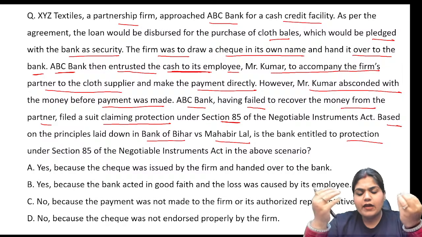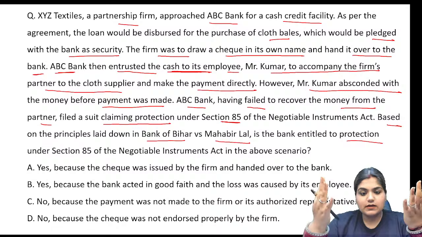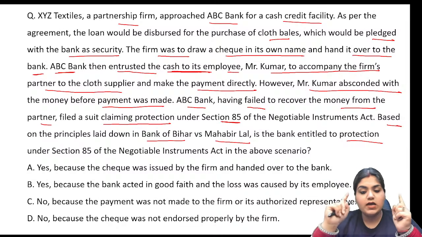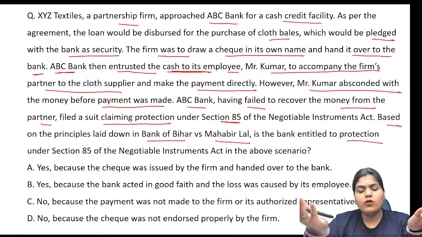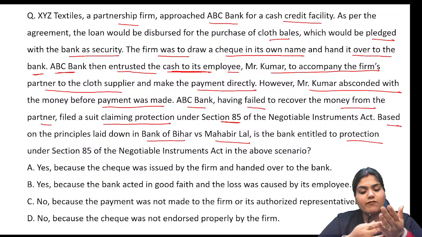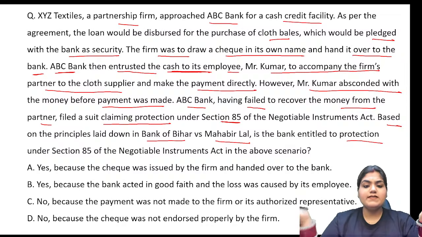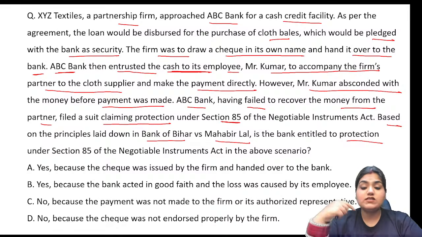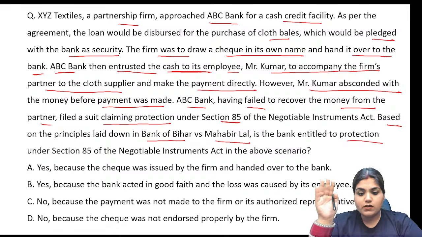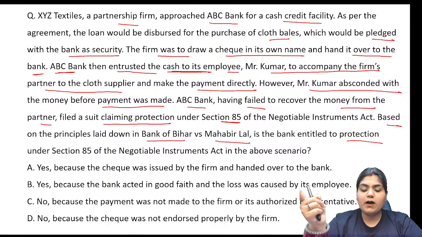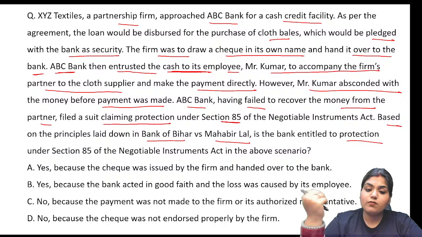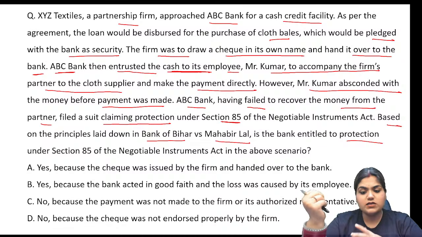Bank never gave money to the partners. Bank gave money to its employee. Why did you give money to your employee? You should have given the money to the partner or the representative. You gave money to your employee, even though that employee was accompanying them, he ran off. The money was never given to the partners. Money was never given into the authority of the partners.